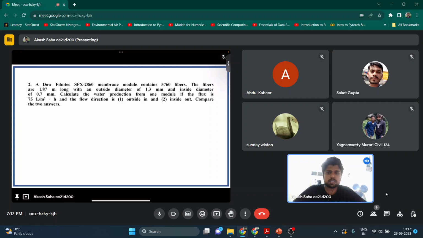So go through the question again. It's a very simple problem, but you can learn something from it. It's a hollow fiber membrane. So in the case of a hollow fiber membrane, the flux can be from inside to outside or outside to inside. Okay. So in both the cases, my calculation will change. We'll see how it will change.